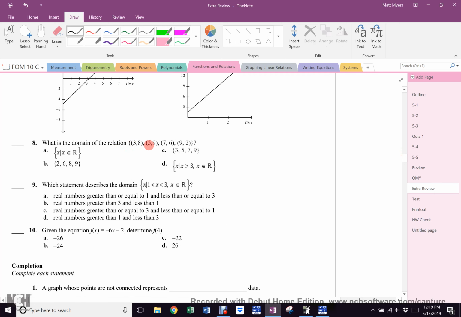What is the domain here? Which is domain? X. So what is it? 3579. So what is it? C.